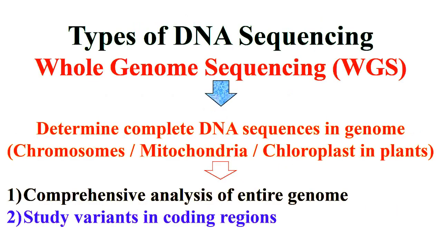Whole genome sequencing is a type of DNA sequencing. It determines the complete DNA sequences in the genome at a single time, as in chromosomes and mitochondria, and chloroplast in plants, for comprehensive analysis of the entire genome and to study variants in coding regions, as mentioned in the next slide.